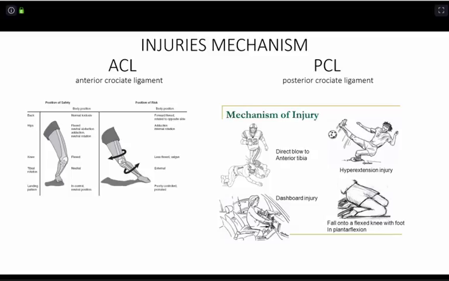So we can see also in the hyperextension injury, the footballer is missing a ball, so the foot goes forward, and basically the head of the tibia goes backwards. On the fall onto flexed knee with foot in plantar flexion, what happens? All the body just basically goes on the head of the femur bone, and in this case, the tibia is fixed on the ground, so the femur goes forward and low, and we break the PCL.